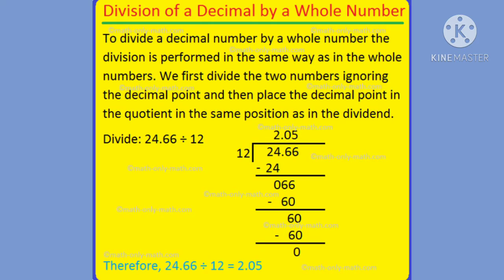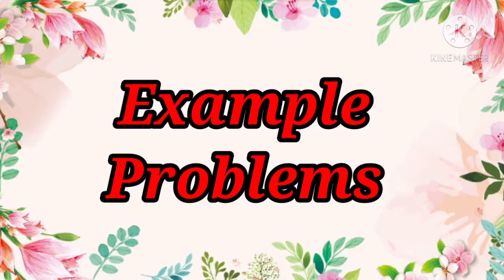Division of a decimal by a whole number. To divide a decimal number by a whole number, the division is performed in the same way as in the whole number. We first divide the two numbers ignoring the decimal point and then place the decimal point in the quotient in the same position as in the dividend. Let us see example problems.